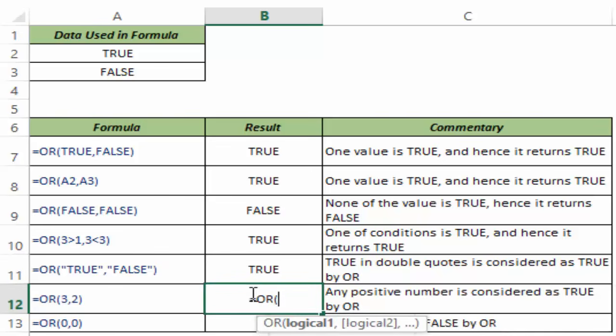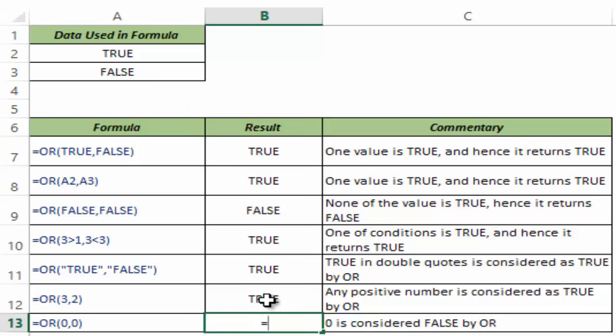Also, you can use numbers, but in case of OR, since it's analyzing logical arguments, any positive number which is greater than 0 is considered true, and 0 is considered false. So in this case, if I take 3 and 2, both of these numbers are considered true because these are greater than 0, and when I hit enter, it gives me a true.